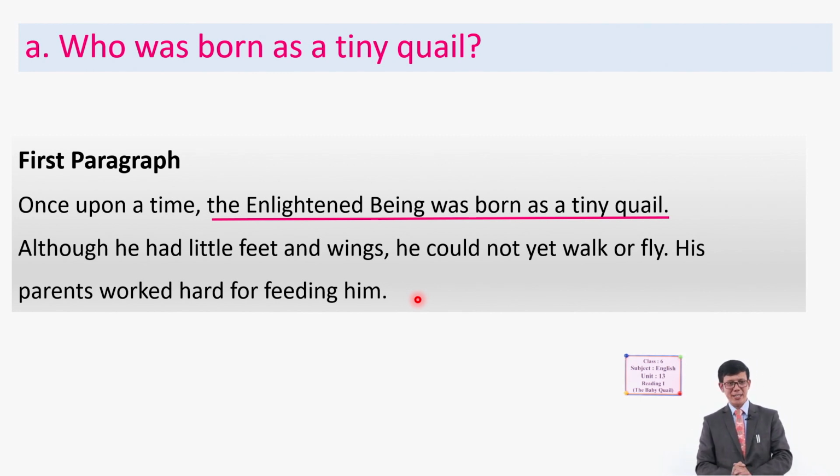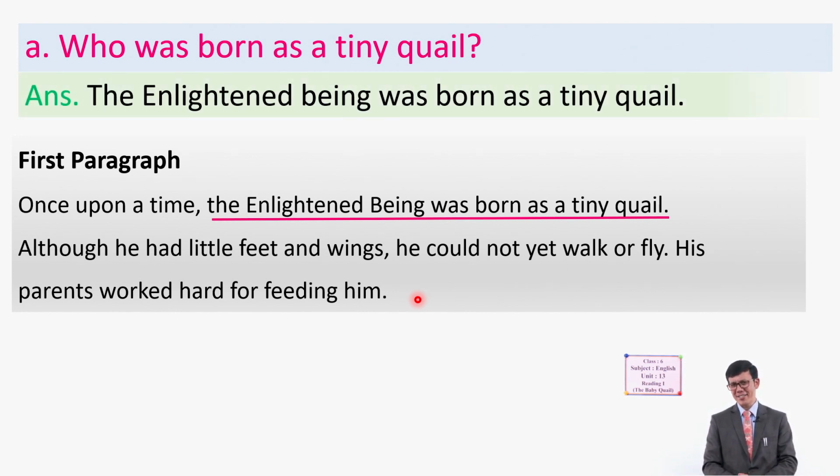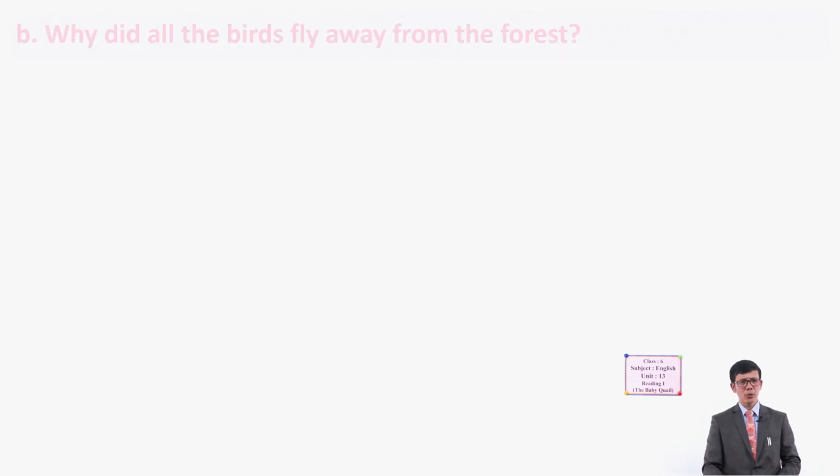You read the first line there. The enlightened being was born as a tiny quail. Right. Okay, that was the correct answer. So please now you can write, who was born as a tiny quail? The enlightened being was born as a tiny quail. Right? Good. Look at second question.